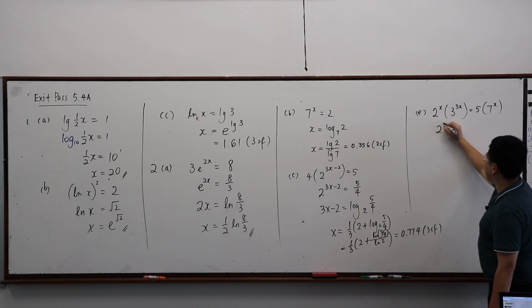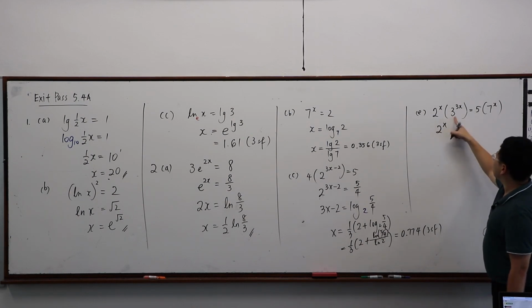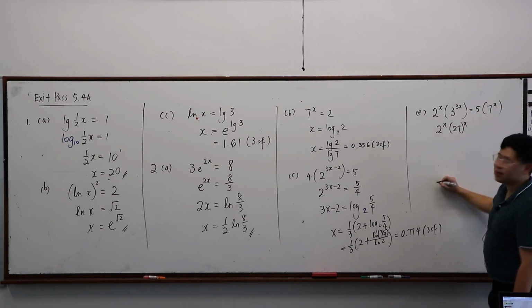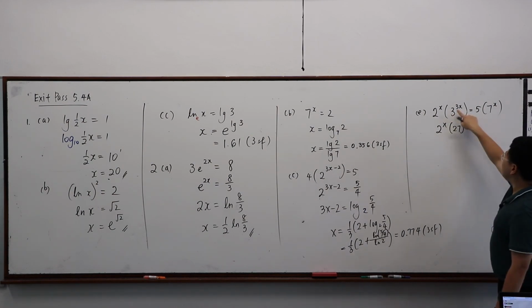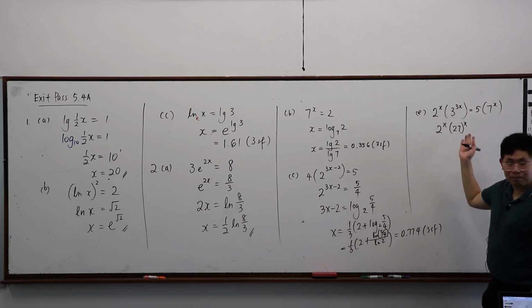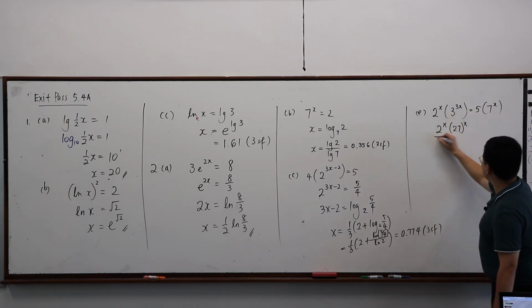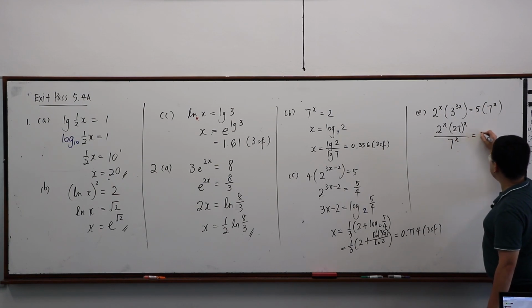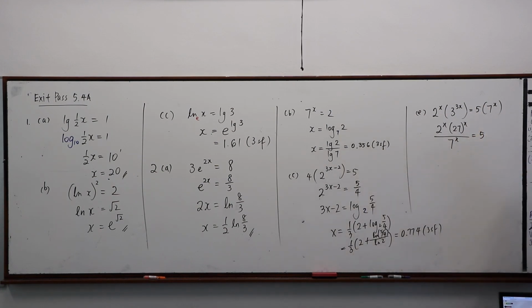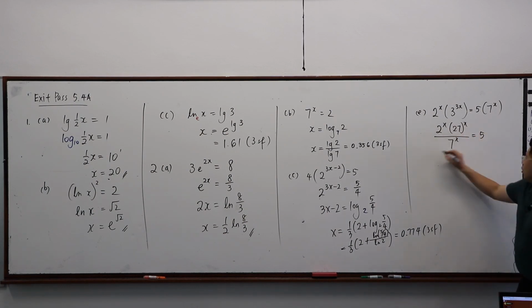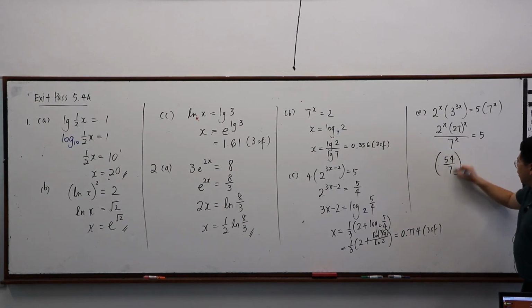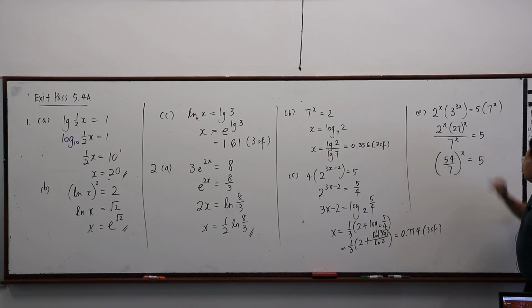So we have 2 power x over here. 3 to the power of 3x is technically 27 to the power of x. Agree? 3 to the power of 3, then the x is outside of the bracket. I can also divide by 7 power x over here. This is equals to 5. And I can combine all of these together as 1 because the powers are the same. So I have 2 times 27, 54 over 7 to the power of x is equals to 5.